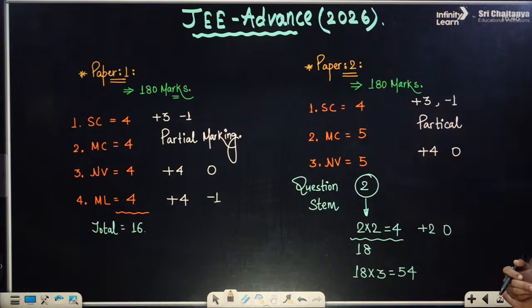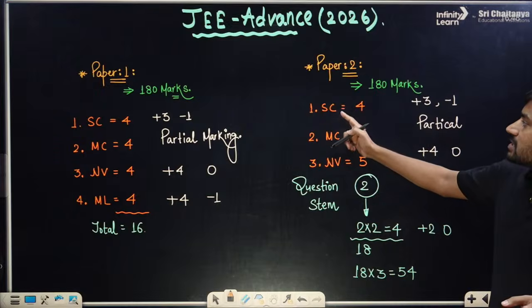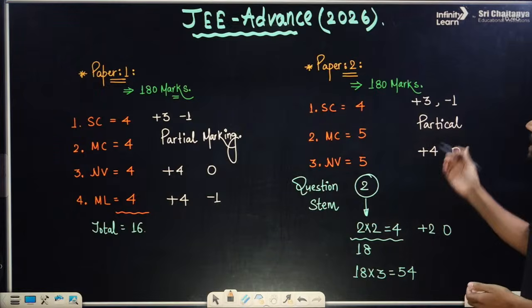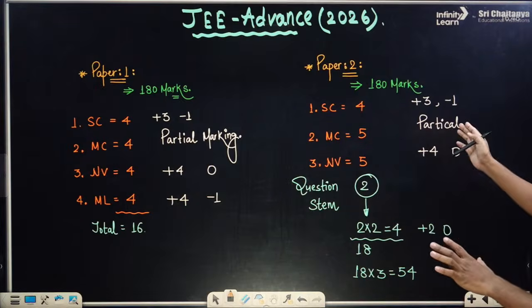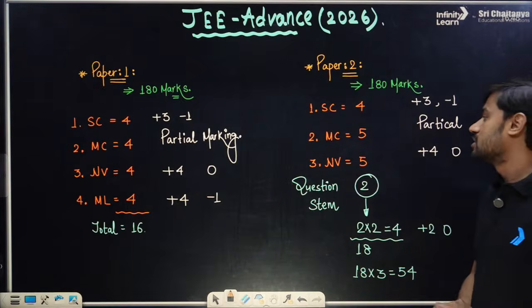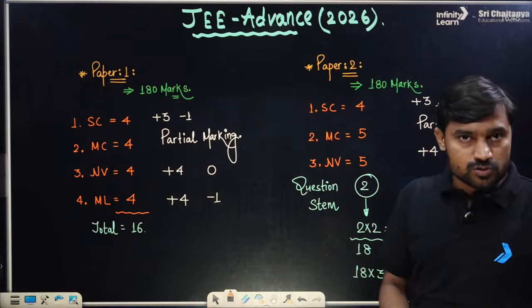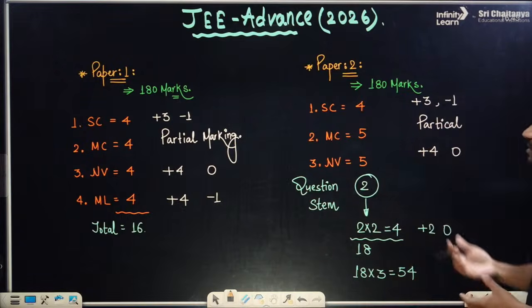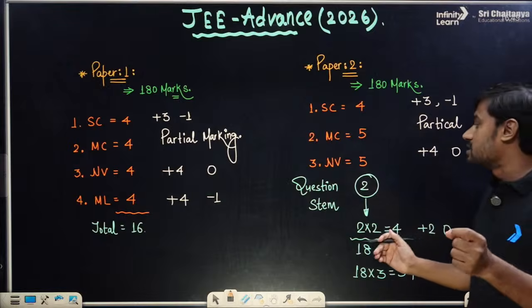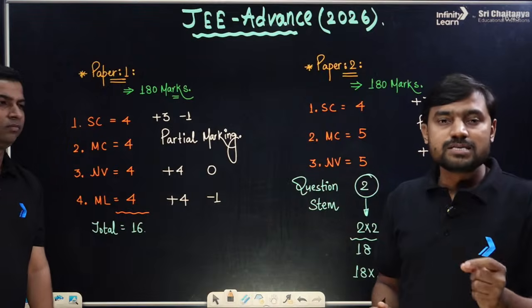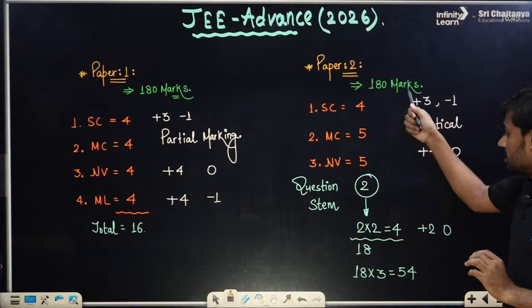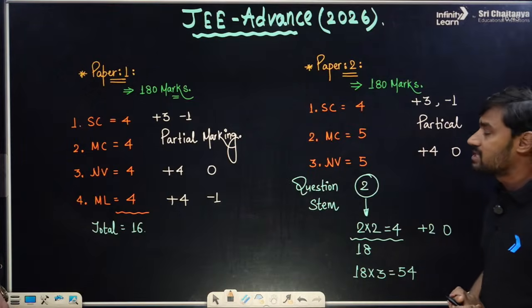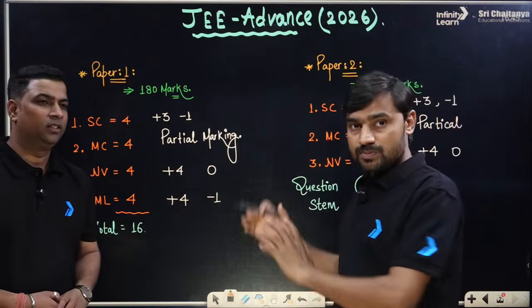Paper 2 contained first a single correct section, 4 marks, plus 3 minus 1. Second was multiple correct, 5 marks, with partial marking. And the third one was numerical value. Each question contained 5 marks, plus 4 and 0. There was also a question stem, in which one stem had 2 questions. So the total number of questions was 18 in one section. And this was paper 2.